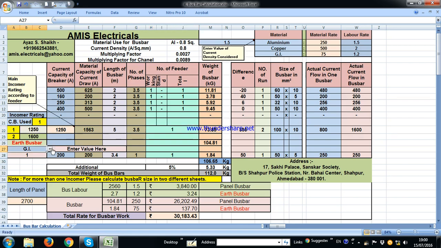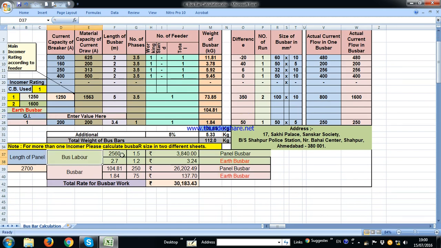Earth busbar, in earth busbar we also have aluminium 1 square mm, copper, aluminium greater than 1, copper, and GI. Suppose we are using GI, it has a current density of 1 ampere per square mm. Okay, and the total of this busbar is 106.65. Additionally we have to use 5%, and the total weight of the busbar is 112 kg.